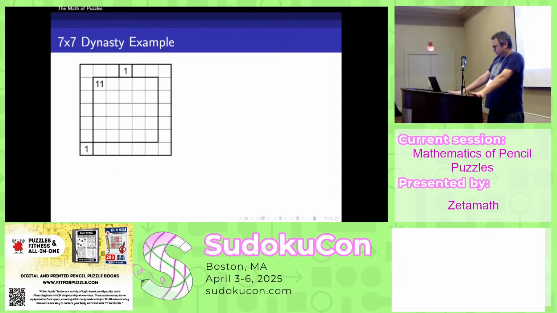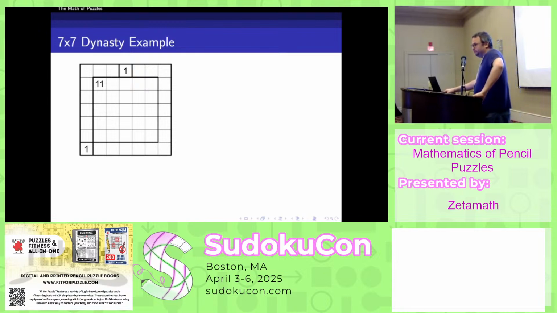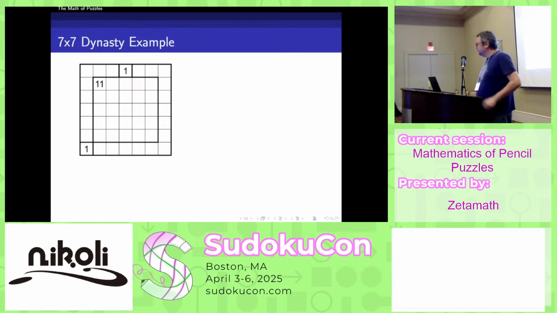Okay, so let's do an example with just that. So here's an example. Technically, this is a Heyawake puzzle, but I'm never once going to use the Heyawake rule for it, so I might as well just call it a dynasty puzzle. In other words, just forget the border rule and just think about the first three.